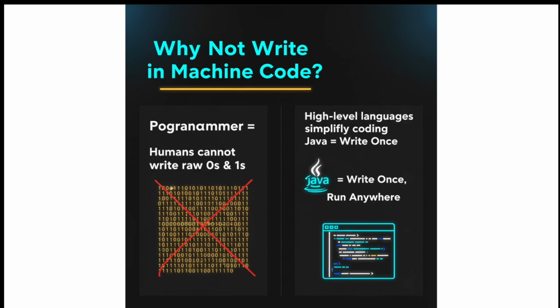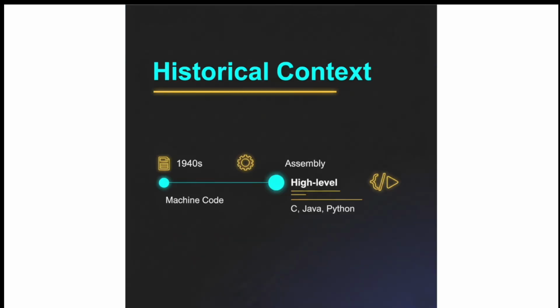Java is special here because of its write once, run anywhere philosophy. It means the Bytecode can run on any system with the JVM. You may have come across the JVM when we installed VS Code. The JVM is used for Java execution.